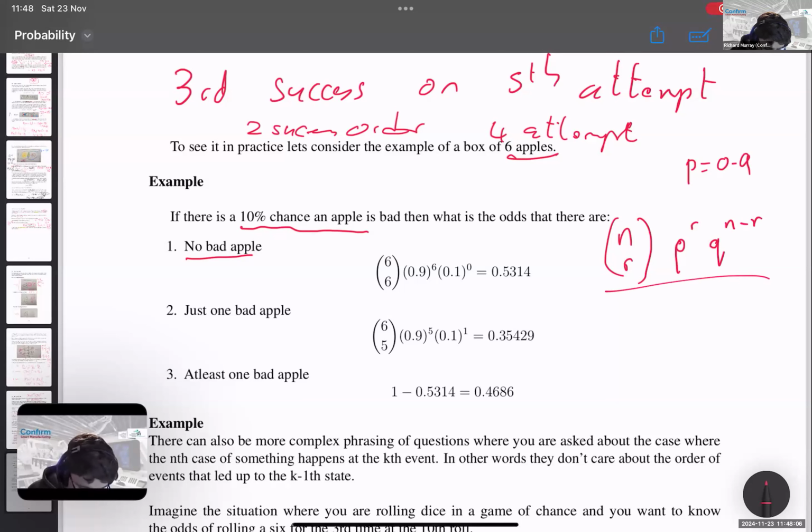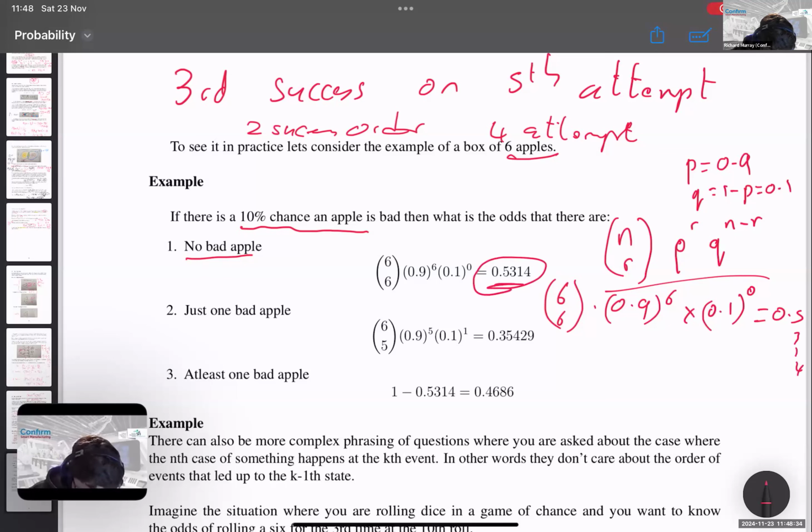So we're going to say we want 6 successes, so it's 6 choose 6 times the probability of success, which is 0.9 to the power of 6, times 0.1, which is our probability of failure, which is 1 minus p, equal to 0.1, to the power of 0. And this gives us a probability of 0.5314, as shown here. We can also use this for the case of just one bad apple.